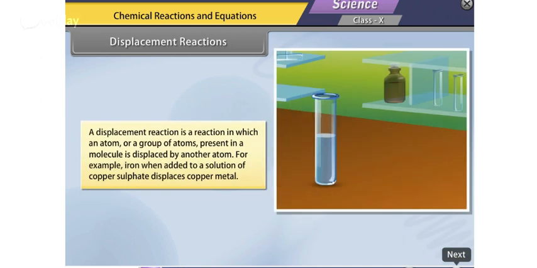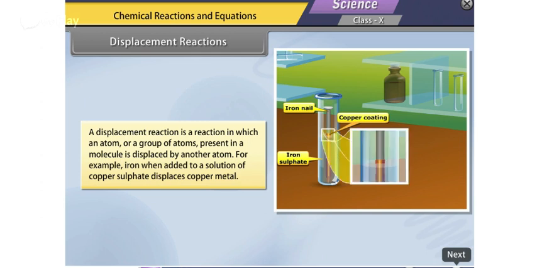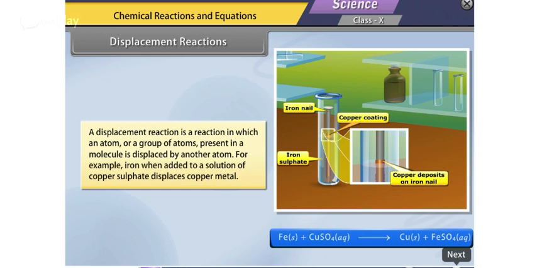Displacement reactions. A displacement reaction is a reaction in which an atom or a group of atoms present in a molecule is displaced by another atom. For example, iron, when added to a solution of copper sulfate, displaces copper metal.